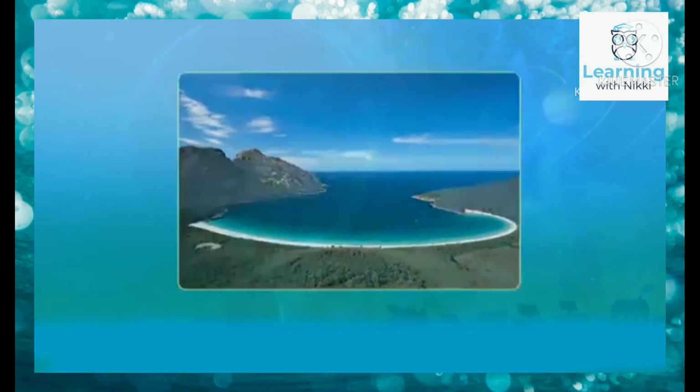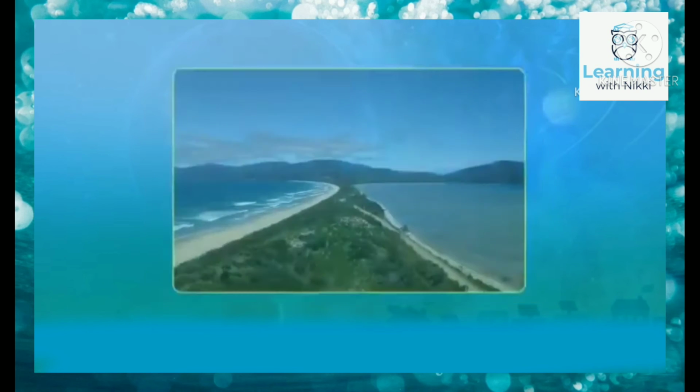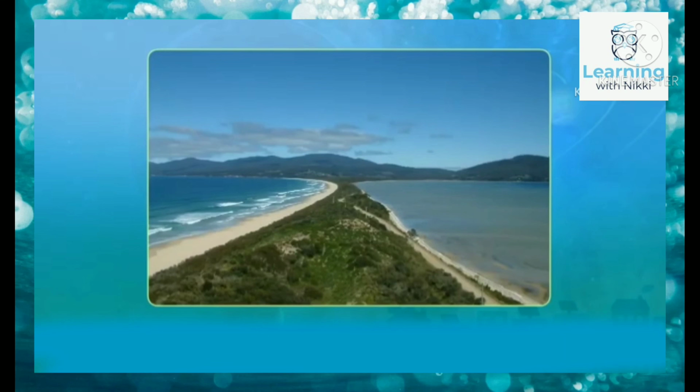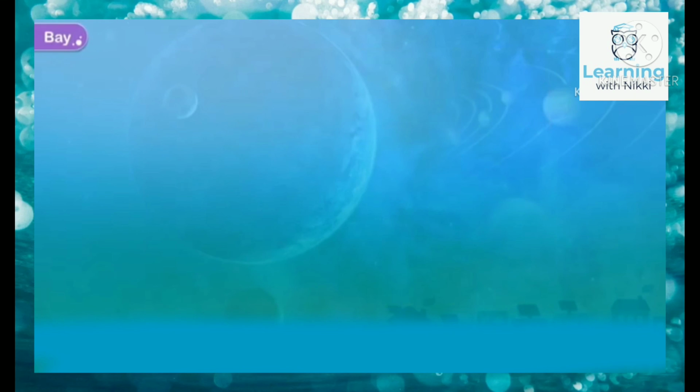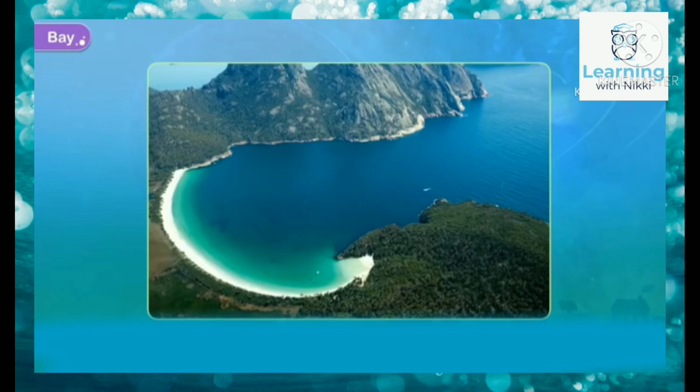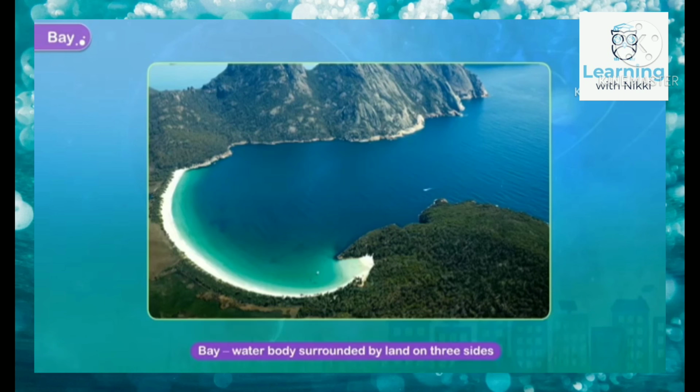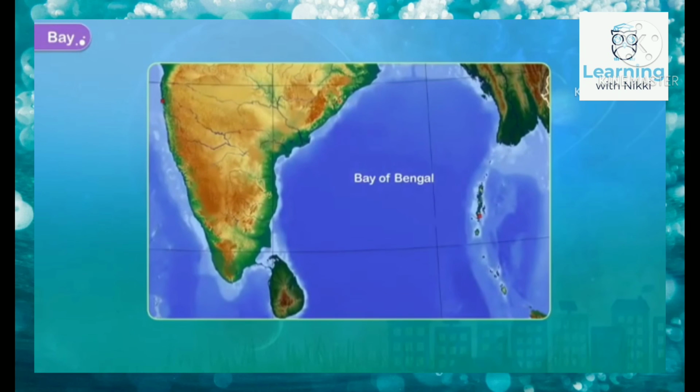181 islands. Bays, straits, and isthmuses are landforms where the position of the sea and land is considered with respect to each other. Now see bay. A bay is formed when a water body is surrounded by land on three sides. The Bay of Bengal in India is an ideal example.